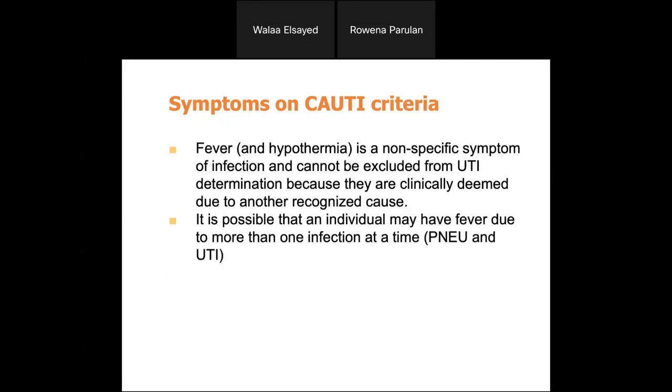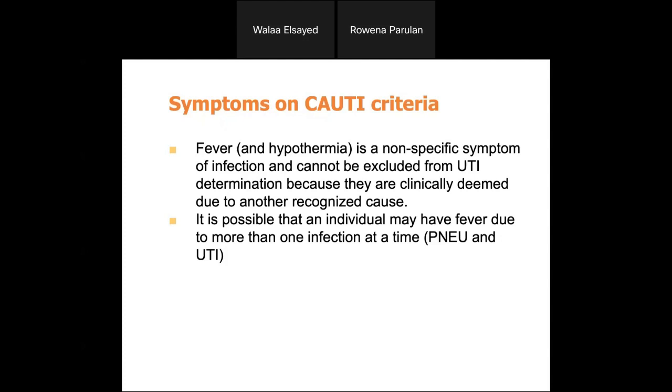Fever and hypothermia are non-specific symptoms of infection. We know that, but we cannot exclude them from the definition of UTI because they are not clinically deemed due to another recognized cause. What does it mean? We have a patient with a catheter and a fever. Though fever is a non-specific symptom of an infection, we cannot overlook the presence of fever in a patient with a catheter having no other cause. It is possible that an individual may have a fever due to more than one infection present at the same time. All right. So, as we discussed for pain and tenderness, we have to exclude the obvious reason for causing them.